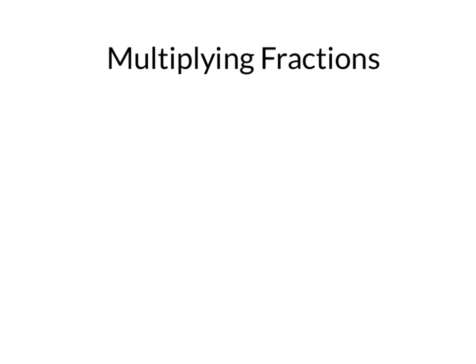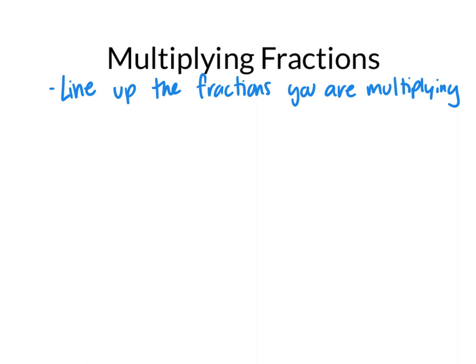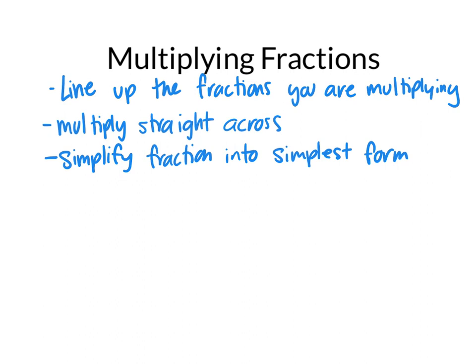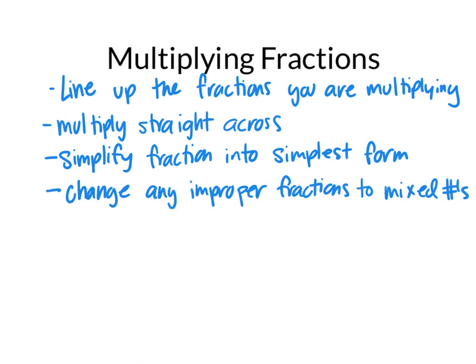So to start, multiplying fractions, all you have to do is line them up. Then once you line up the fractions that you are multiplying, you'll just multiply straight across. After you multiply straight across, the last thing you'll need to do is make sure that you always put your fraction into simplest form by simplifying it. If your simplified fraction is an improper fraction, then you will need to make sure to change it back into a mixed number in the end. So let's take a look at a couple examples.